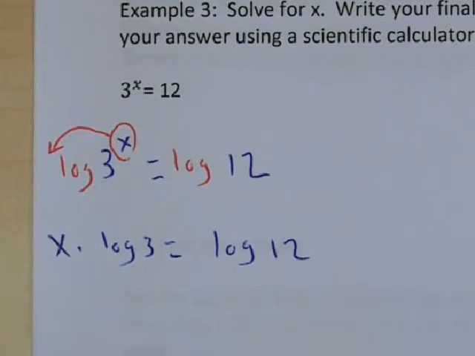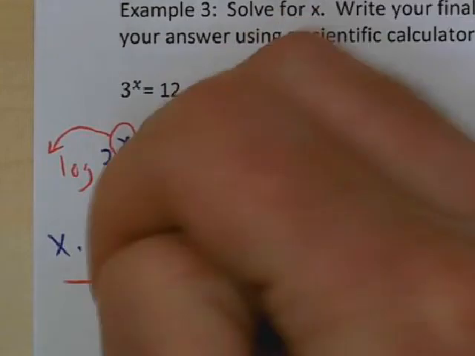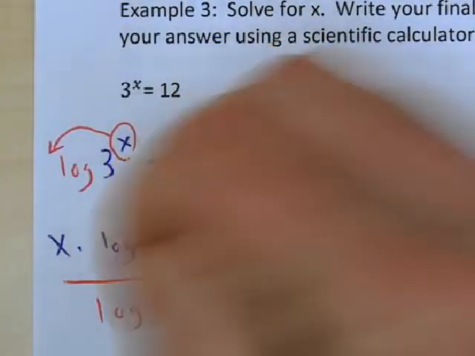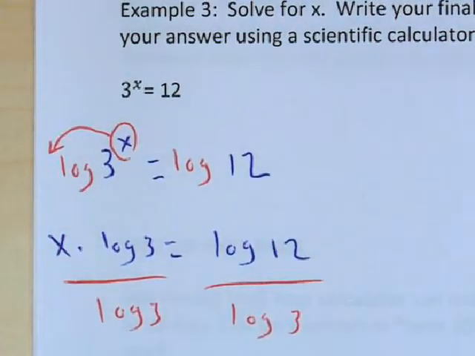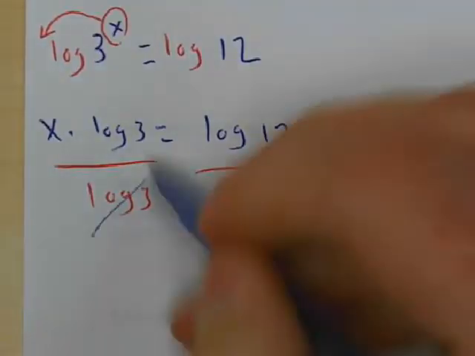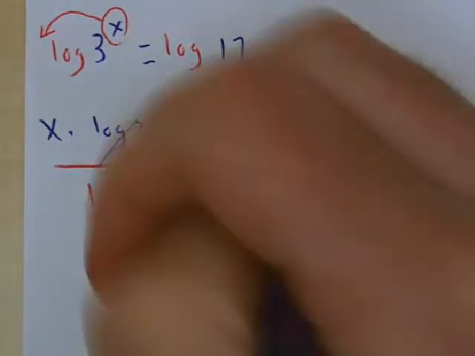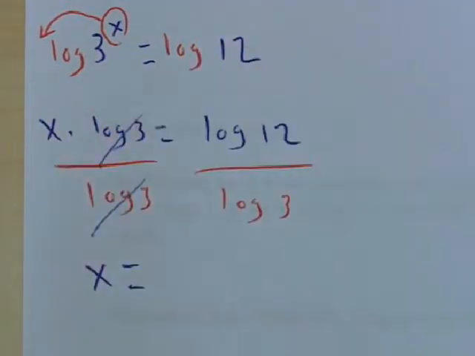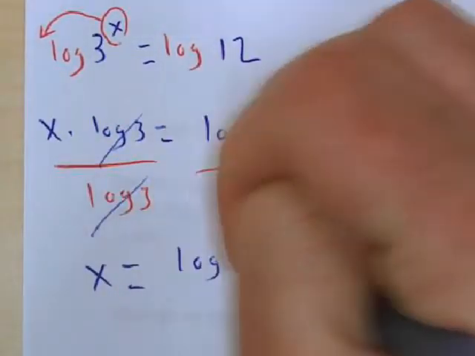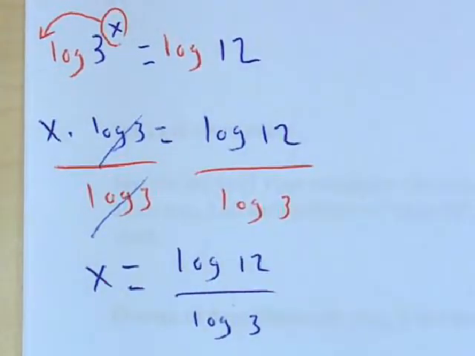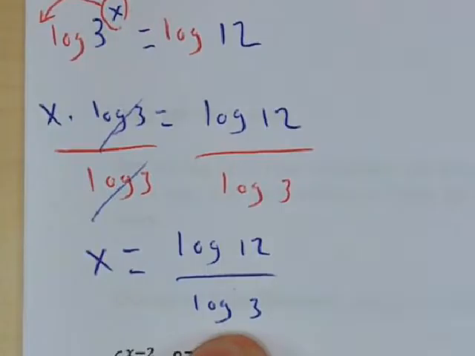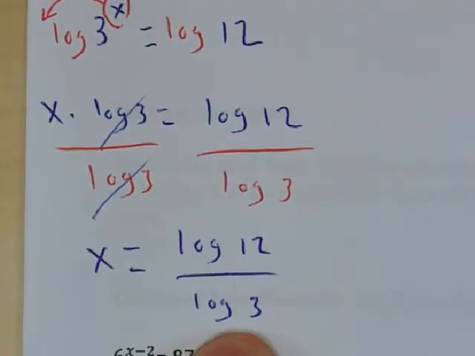Well, how do I get x by itself? Well, it's the opposite of multiplying by that number. Divide by that number. So we want to divide both sides by the log of 3. And then here, these reduce, so those go away. And then I get x equals the log of 12 over the log of 3. Okay, and if we're solving without a calculator, that's our exact answer. So this is one way to write it.